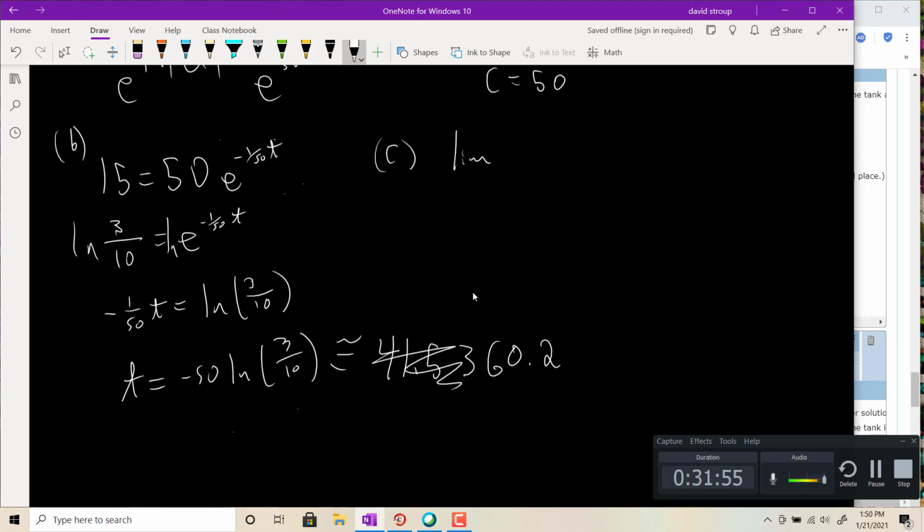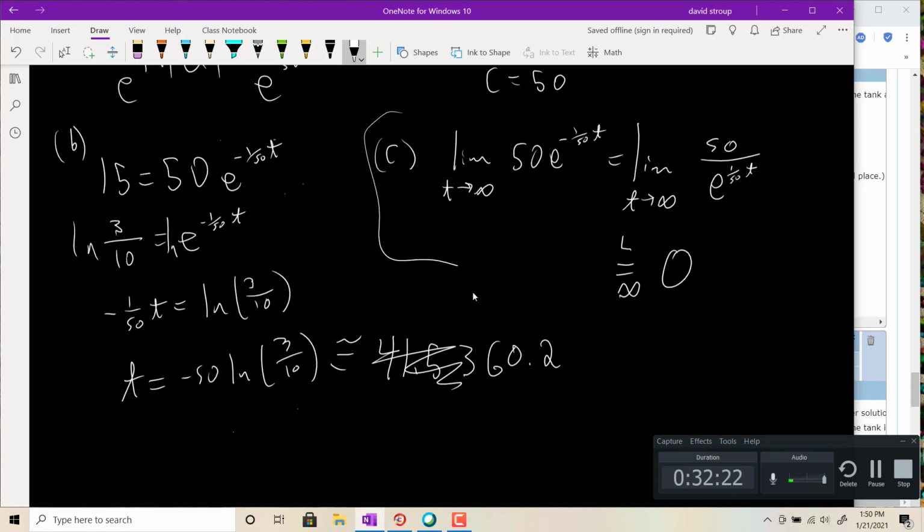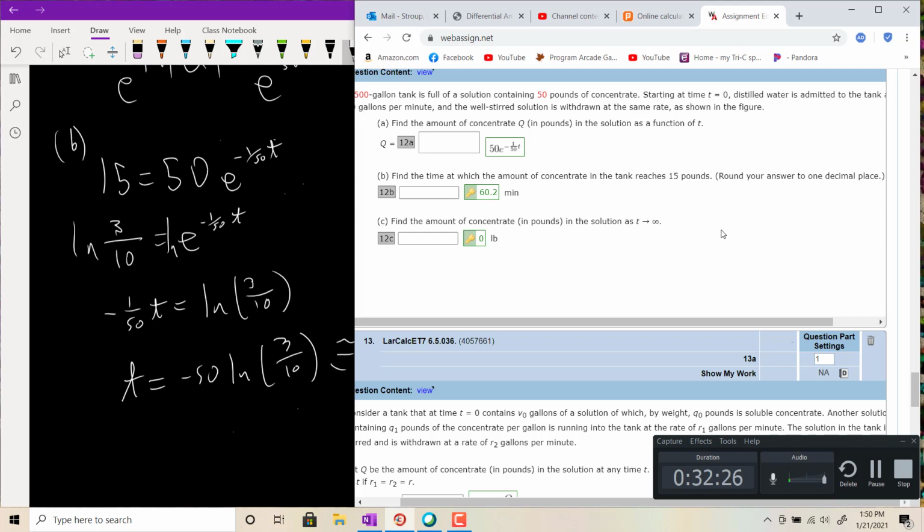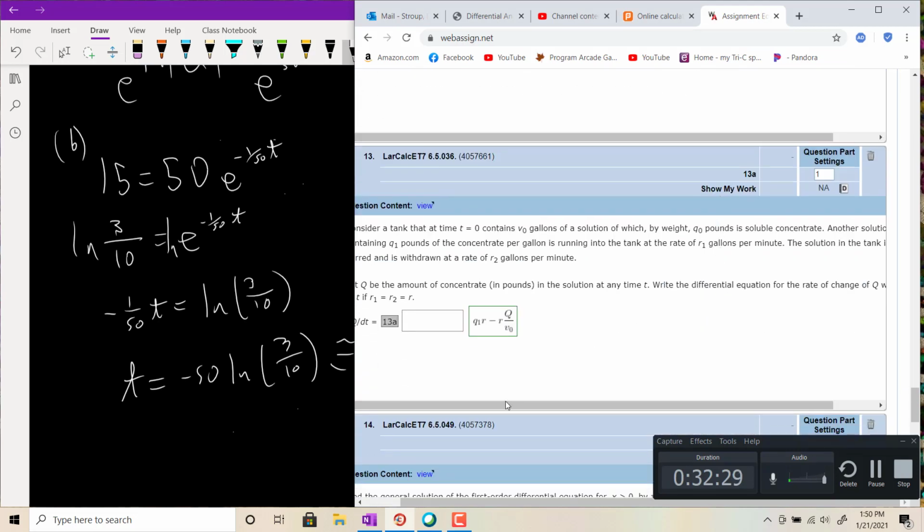Find the amount of concentrate as t goes to infinity. So that's just a limit problem, taking t to infinity of 50 e to the negative 1/50th t. You could rewrite that as the limit as t goes to infinity of 50 all over e to the positive 1/50th t. And if you put in t values like 50, 500, 5,000, that denominator is going to go to infinity, and that type is always 0. So over time, there's not going to be any salt in the water if you had an infinite amount of time.